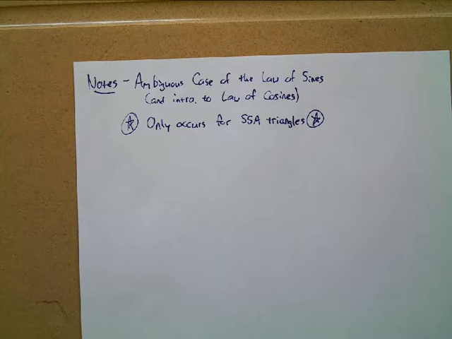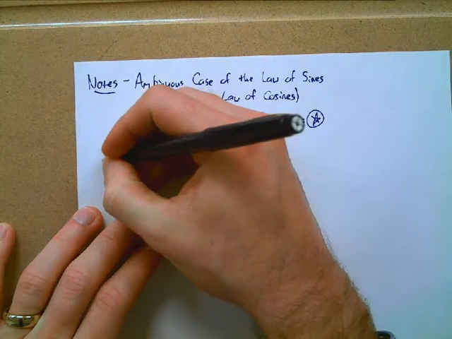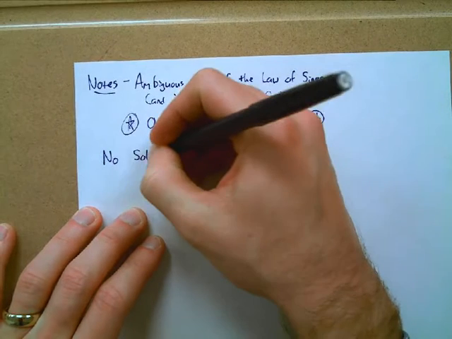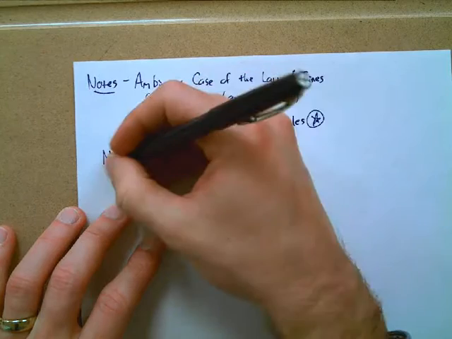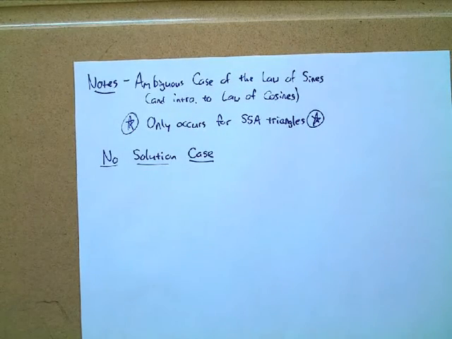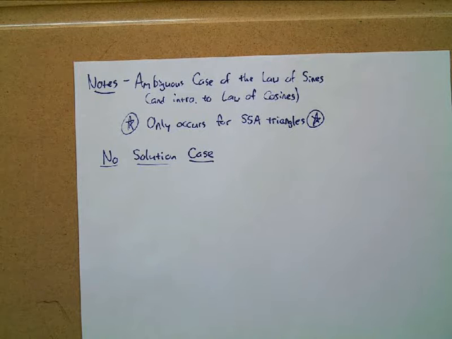So, let's examine that. The first case we're going to look at is the no solution case. I think that'll be the easiest one to see. And this one's nice because the idea is that it will basically present itself that there will be no solution when you run across a situation like this. Okay, so what do I mean by that?